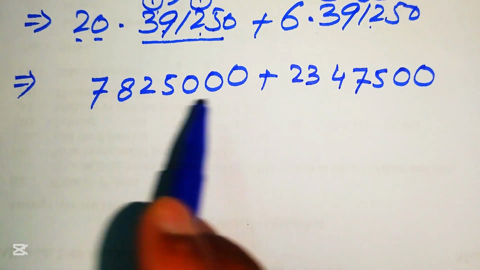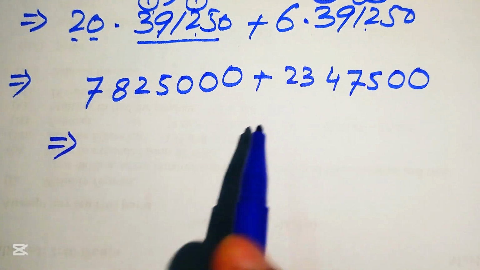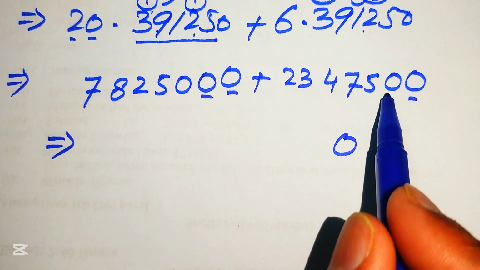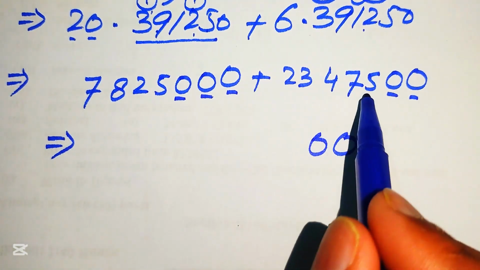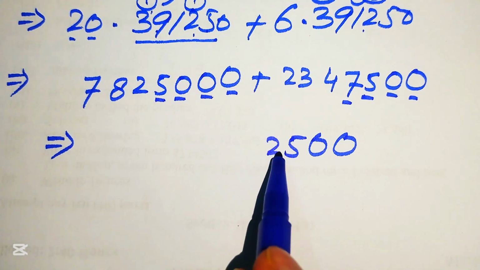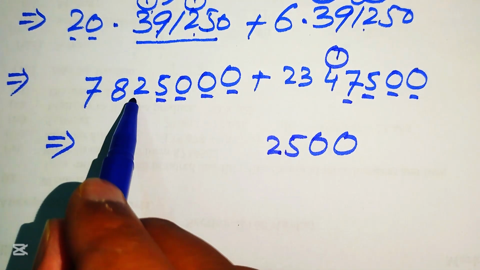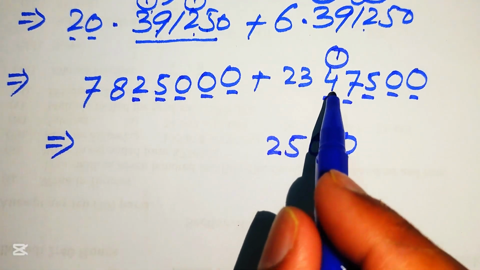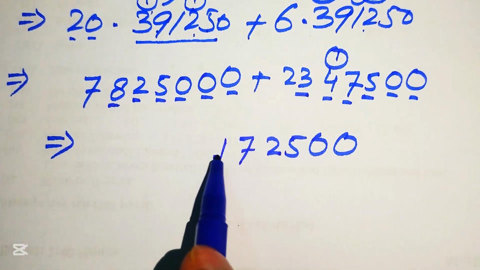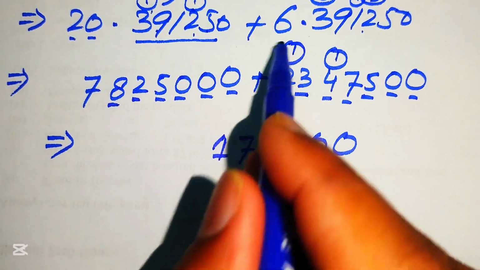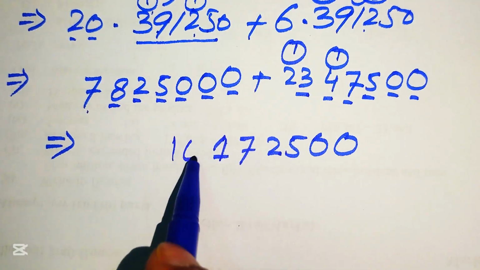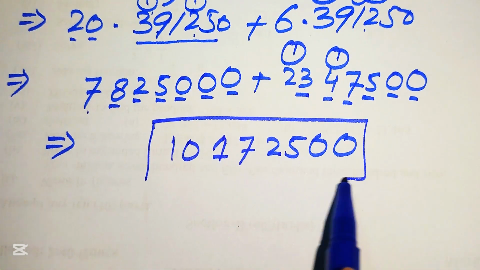So finally we will add these two values and we get our final result. We add 0 plus 0 becomes 0. This 0 plus 0 becomes 0. This 0 plus 5 becomes 5. This 5 plus 7 becomes 12. We write 2 and carry 1. This 2 and this 4 becomes 6, 6 plus 1 becomes 7. 8 plus 3 is 11. We write 1 and carry 1. And 7 plus 2 is 9, 9 plus 1 becomes 10. So this is our final answer of this question.